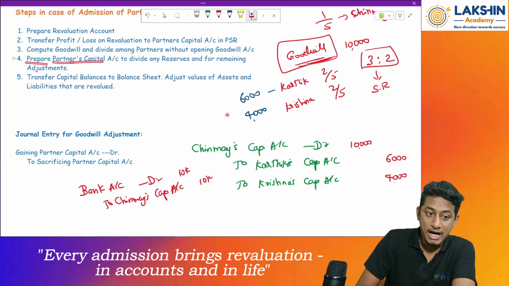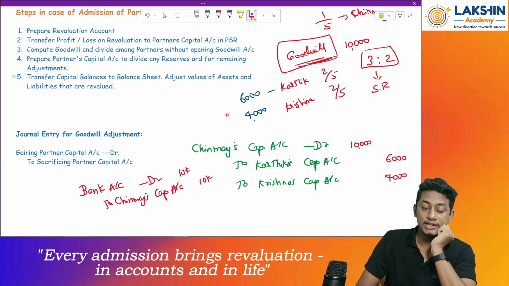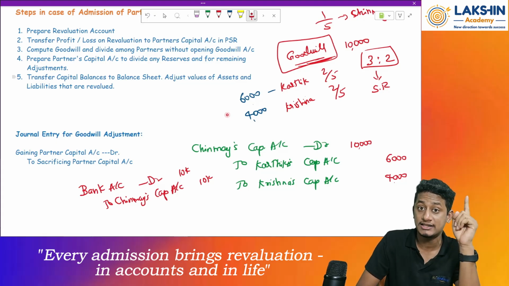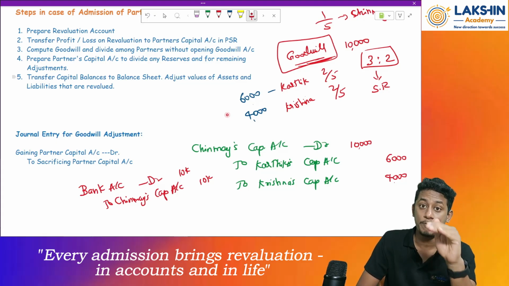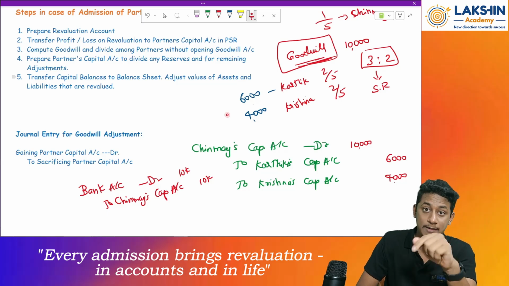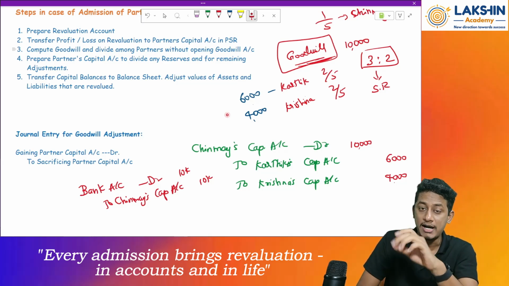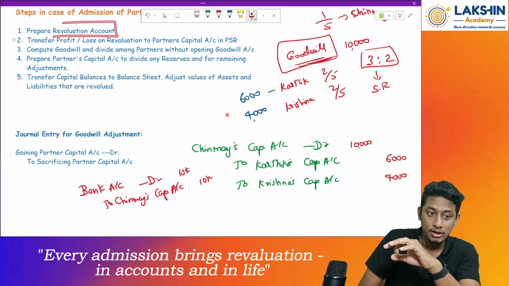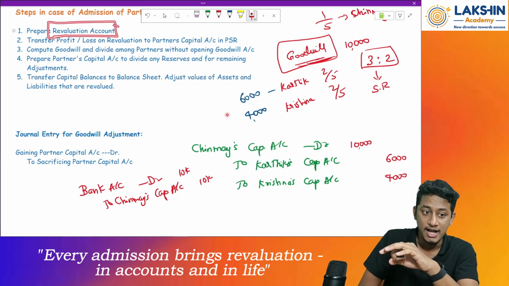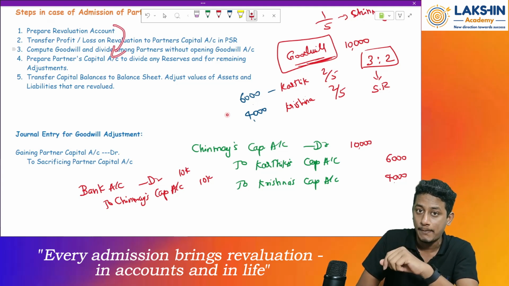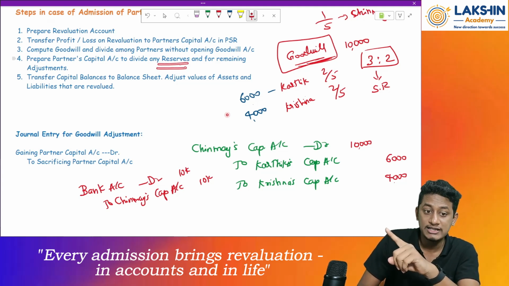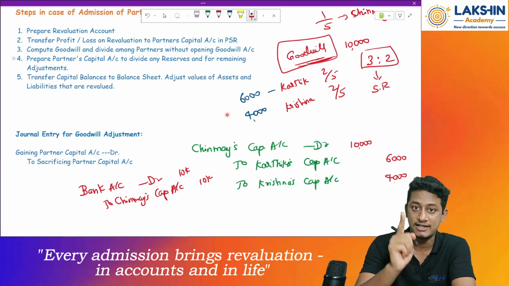Prepare partner's capital account to divide the reserves and the remaining adjustments. Okay. So, in a partner's capital account, remember we had seen the profit and loss adjustment account. Similar to that, we now prepare partner's capital account. So, what happens in partner's capital account? Whatever profit or losses in the revaluation account was there will be transferred to partner's capital account, the first entry. Whatever reserves were there in the balance sheet, we might have some reserves.